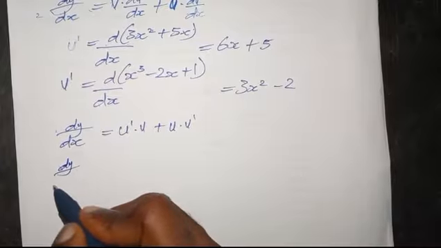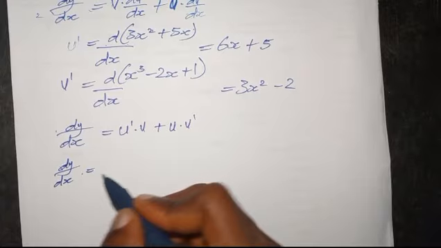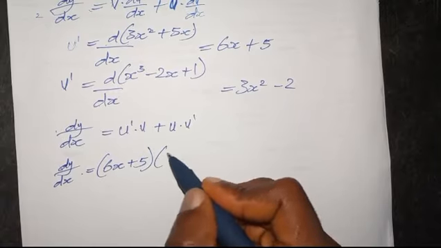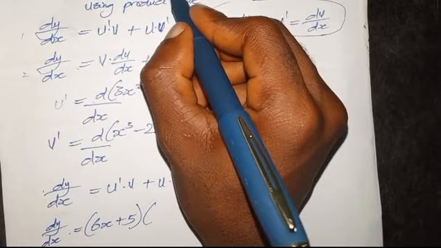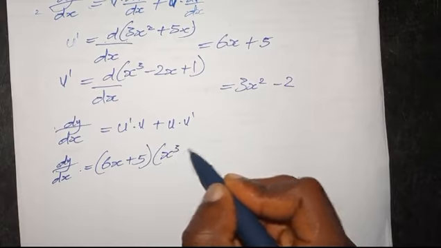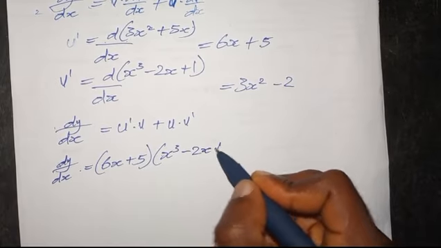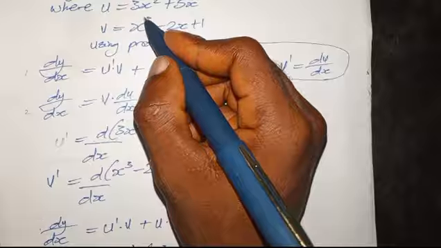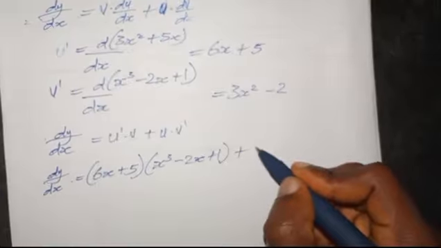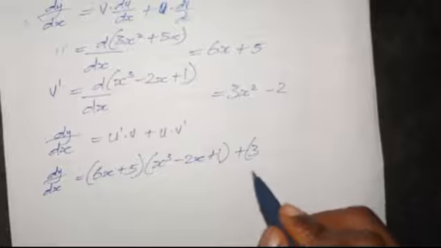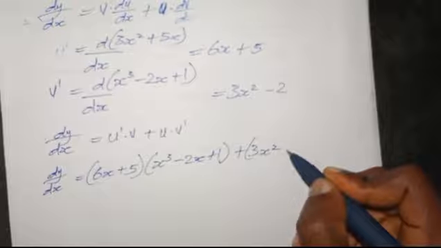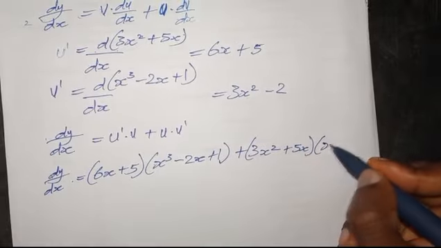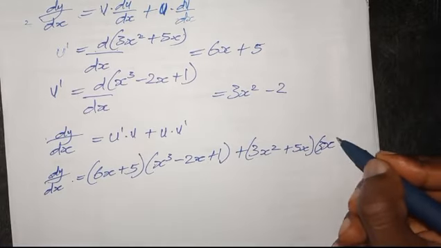dy over dx is equal to u prime, which is given as (6x + 5). Don't forget to put them in brackets so that the multiplication sign will still stand and will not mix up everything. Then v was given as (x cubed minus 2x plus 1). You close the bracket, you bring in the addition sign. Then your u was given as 3x cubed plus 5x. Let me bring in the 3. Don't forget the bracket so that you don't mix up everything. (3x squared plus 5x), then multiplied by the v prime, which is (3x squared minus 2).